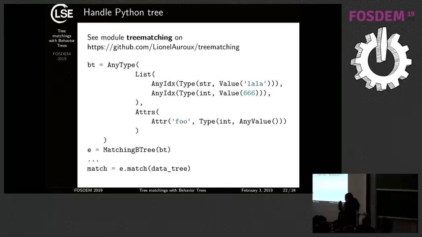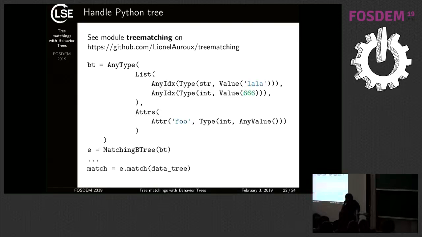Okay, I took all this and I put it in a module called tree matching on my GitHub. Soon I will distribute it on PyPI. Basically, you could use a bunch of classes that allow you to describe patterns. In fact, it is an embedded DSL through Python classes. So you could have, for example, match any type with the class AnyType, a list with, at any index, I want a type str with this value, etc.